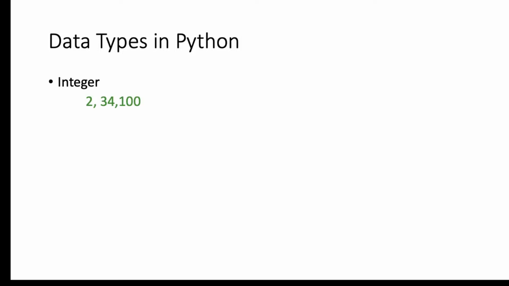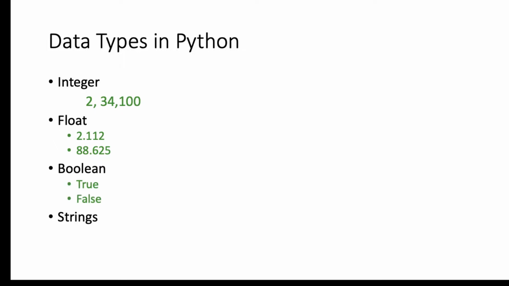They can be integer like 2, 34, or 100, or real number like 2.112, 88.625. Boolean. A boolean can take on two values. The first value is true. Just remember we use an uppercase T. The second value is false with uppercase F. And the type string can be a sequence of characters or they can even be words. Integer, real numbers, and words can be expressed as different data types.